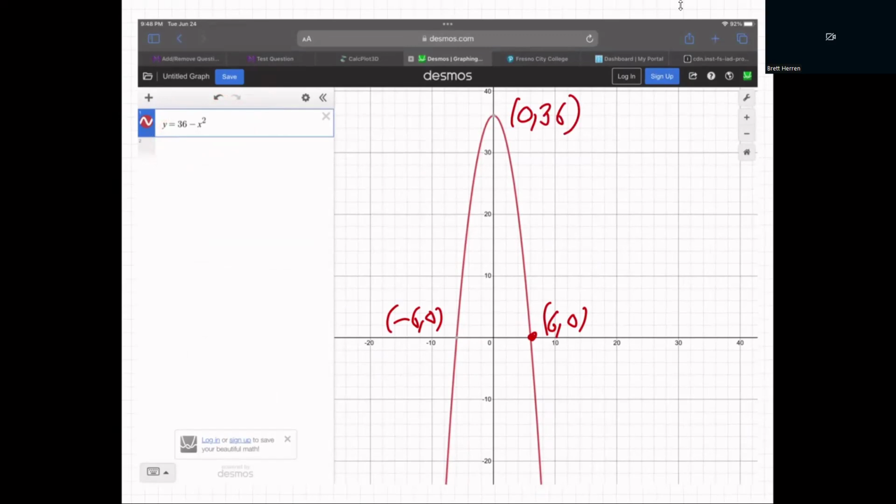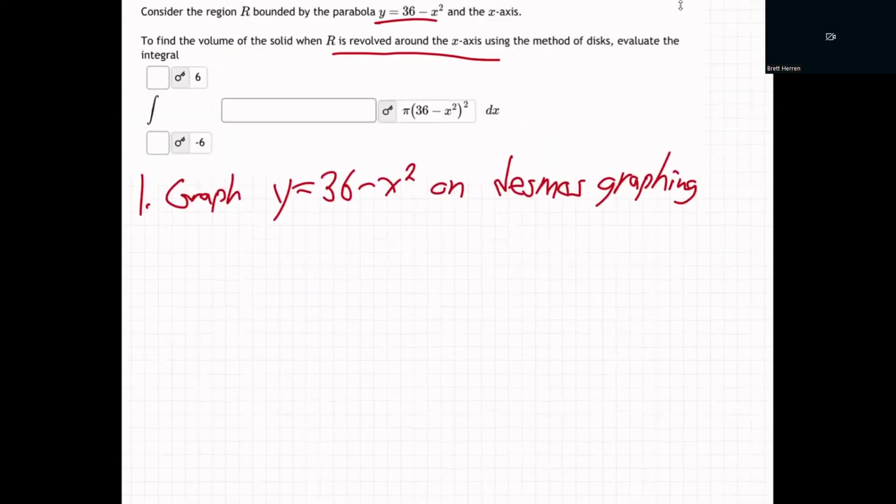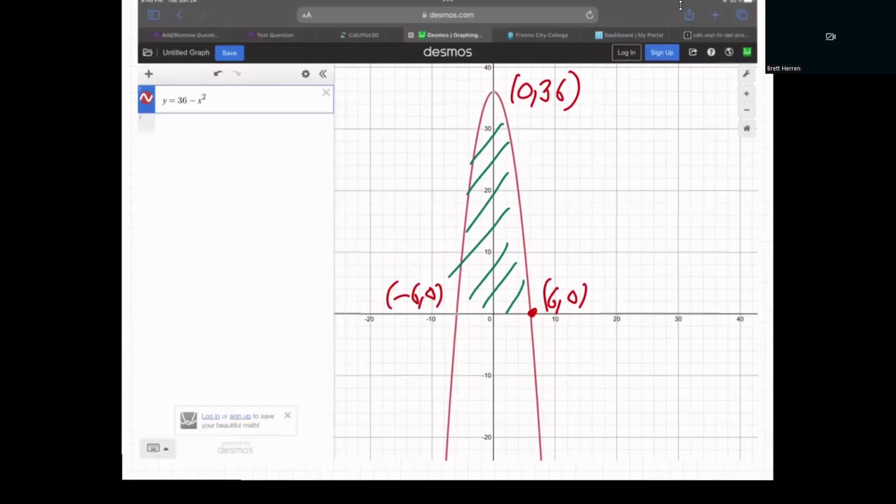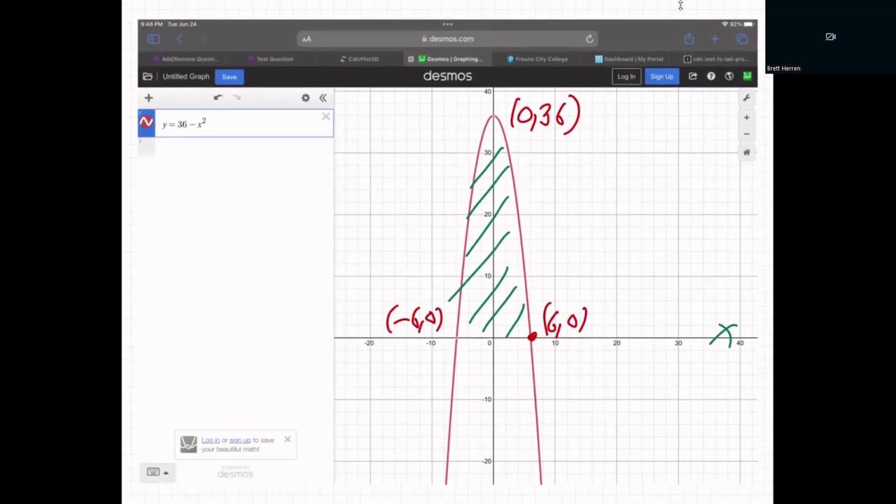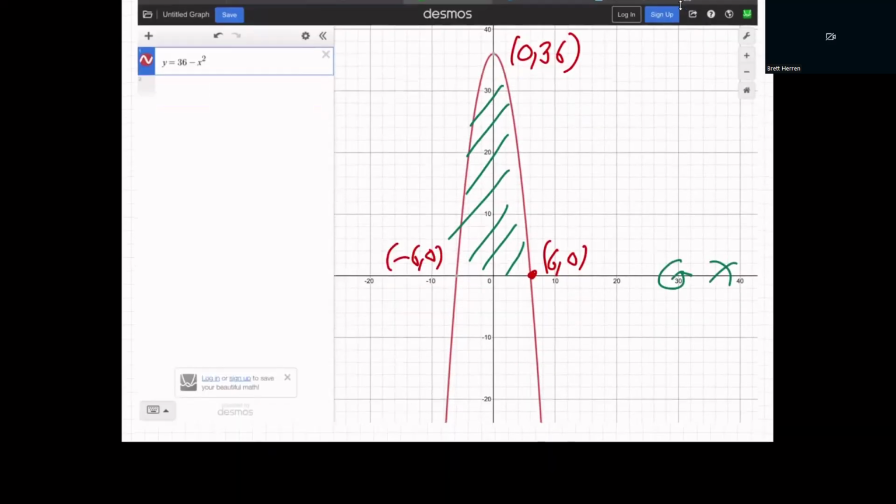So we're going to take that region, and really we're just talking about this region, because it's above the x-axis, right? If you go back there, the region bounded by the parabola and the x-axis. And we're going to rotate it around the x-axis. So we're going to revolve it. This is the x-axis, as you know. We're going to revolve it like that.